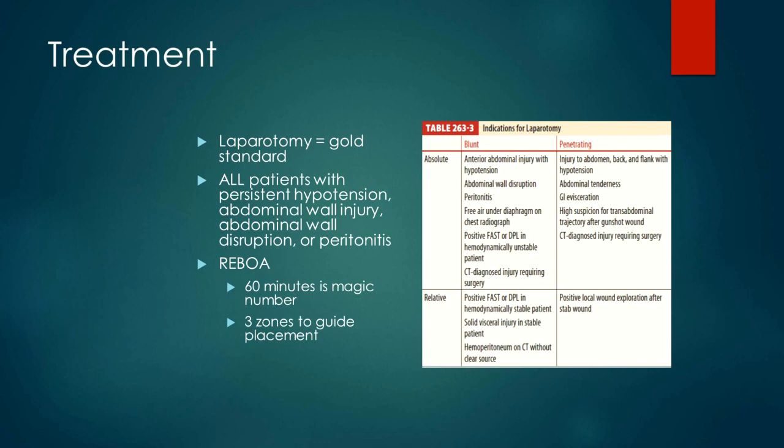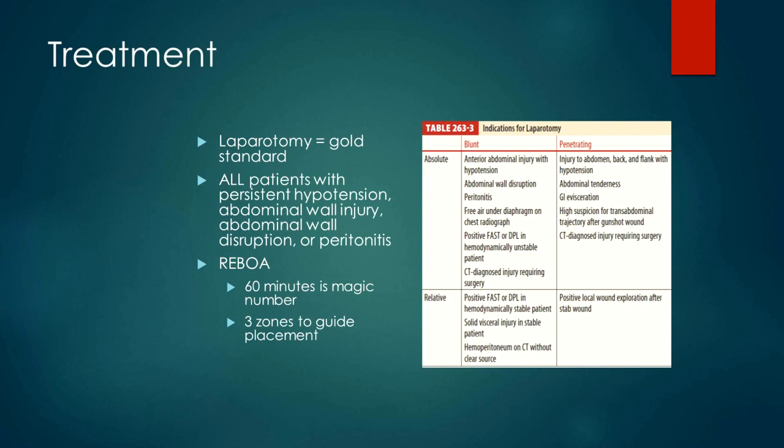REBOA, this is a good chance to talk about that. It's an endovascular balloon occlusion. It is done percutaneously. They put it into the artery, usually the femoral artery. It's run up the aorta and used to occlude the aorta to increase perfusion to the heart and lungs and decrease arterial bleeding from one of the major arteries, either in the abdomen or the pelvis.